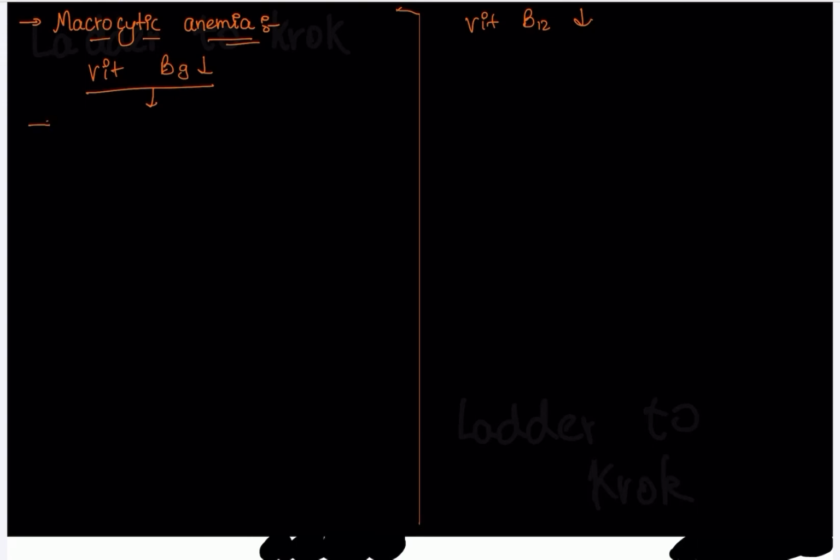Okay, now about macrocytic anemia. About its basic things, as I already told you in my anemia classification video, let's directly jump to its types. It has 2 types: vitamin B9 deficiency and vitamin B12 deficiency. You know vitamin B9 is mainly important in what? If vitamin B9 deficiency arises in a pregnant mother, then it may lead to neural tube defects in children.